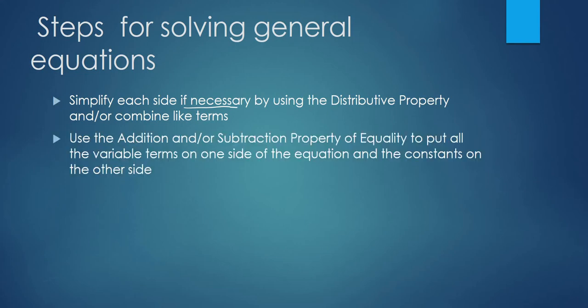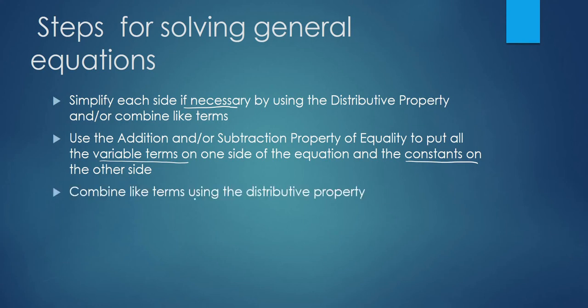The second step is to use the addition and or subtraction property, you can use either, of equality to put all the variable terms on one side of the equation and the constants on the other side. And we'll talk a little bit about that and how that's going to work. But jot the steps down and then we'll work on them together.